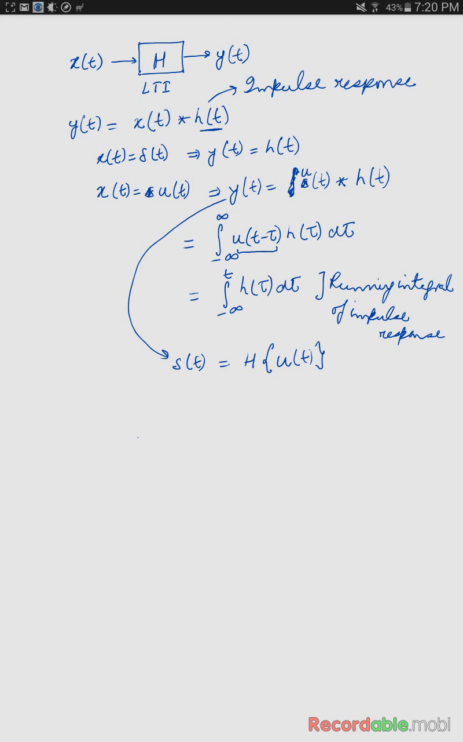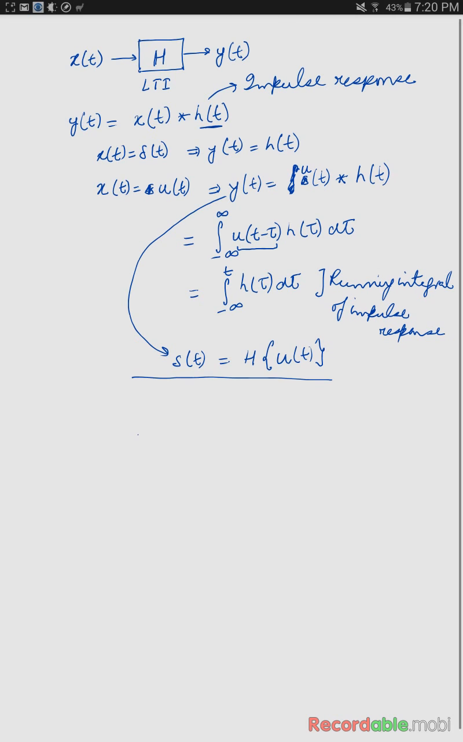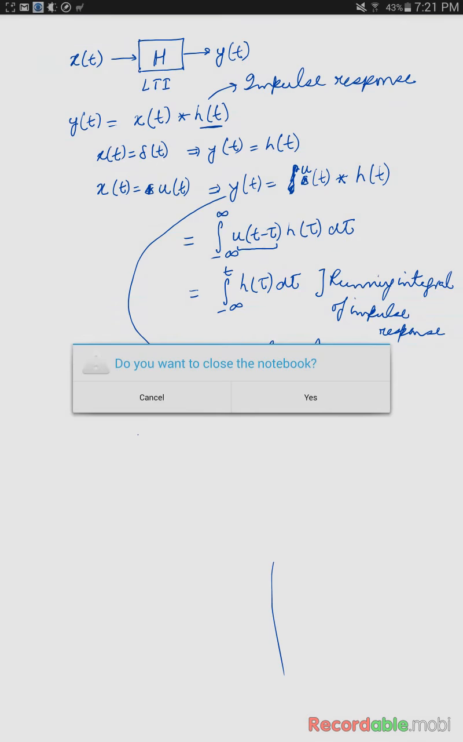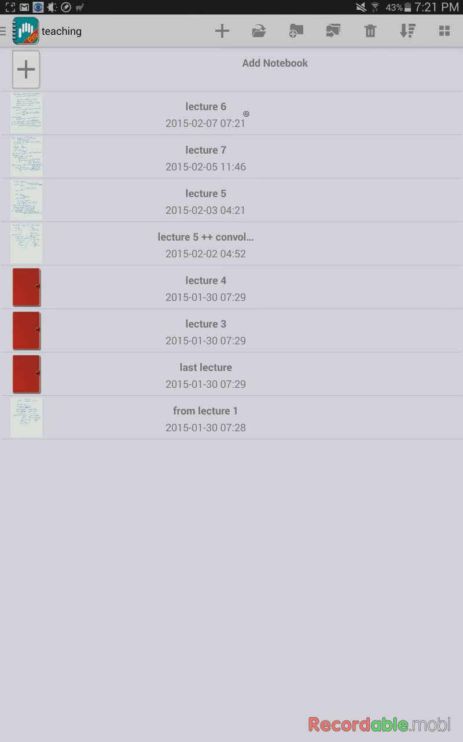So the question is, how do we use s(t) to evaluate responses to some interesting inputs? To consider an example, I want to go to a new page. Let me figure out how to go to a new page. Okay.